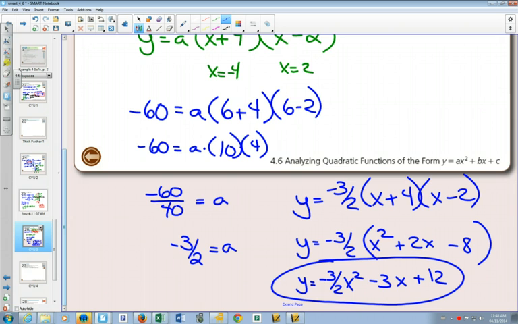You can also write the negative 3/2 as a decimal. You could write it as a negative 1.5, which is what it says on the answer sheet.